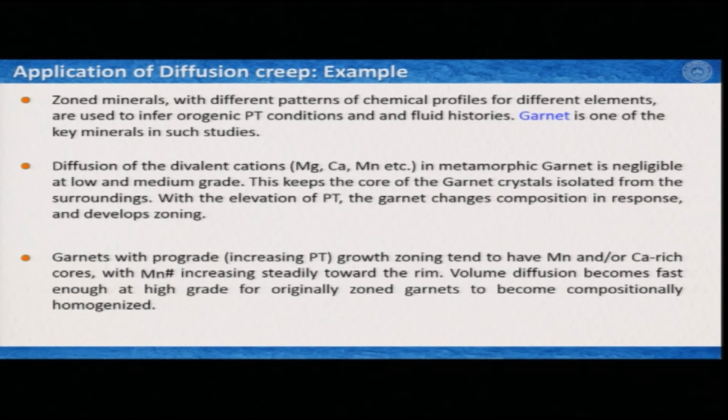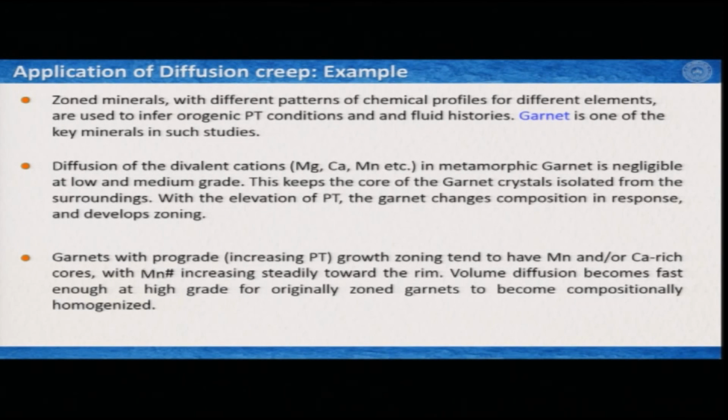So what happens here is that the diffusion of divalent cations, for example magnesium, manganese, calcium and so on, in metamorphic garnet is negligible at low to medium grade. So if I have some distribution of these elements inside the garnet at low or medium grade metamorphism, then they stay there. Therefore if I have a large garnet crystal, the core of this garnet is almost undisturbed, isolated from the surroundings.